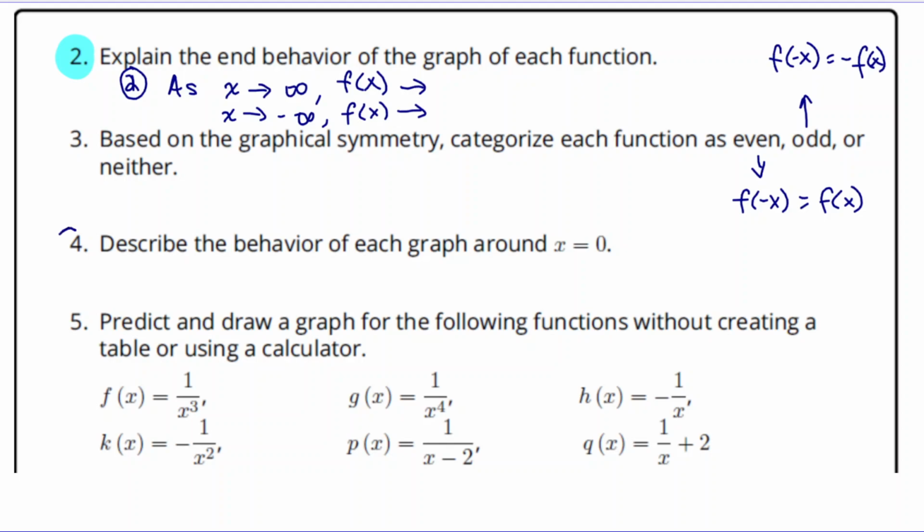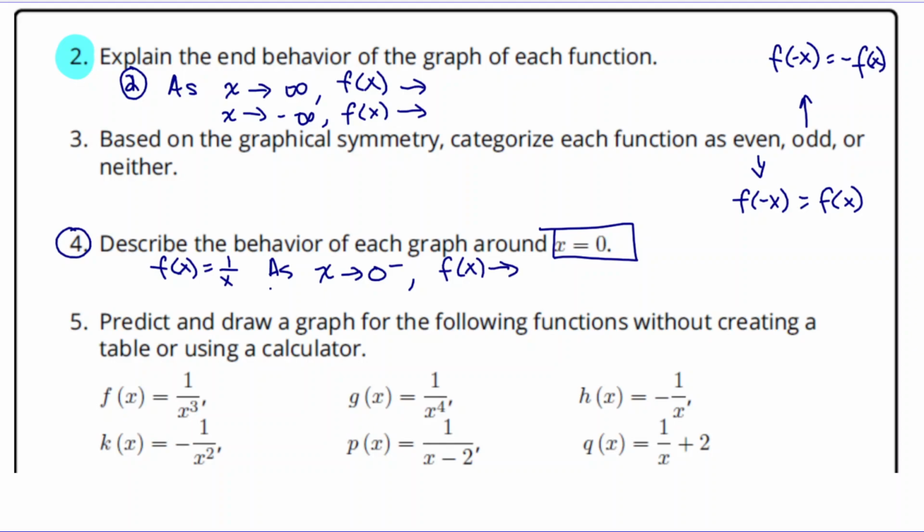Now 4, describe the behavior of each graph around x equals 0. Okay. So now here, that's where you want to say for, let's say, f of x equals 1 over x, right? As x approaches 0 from the left. That's what that negative means. Then what happens? f of x does what?